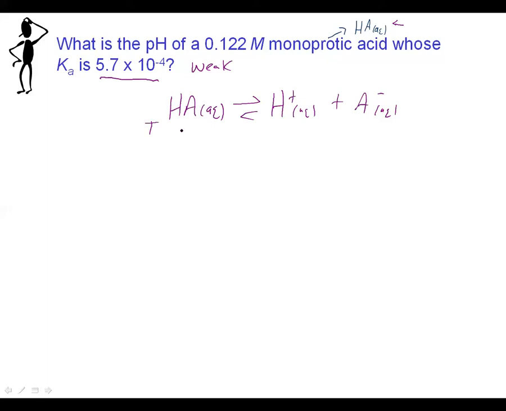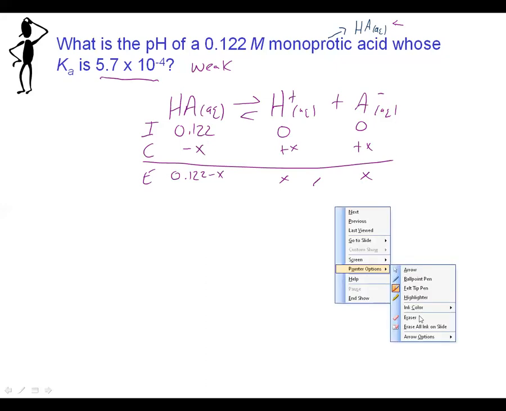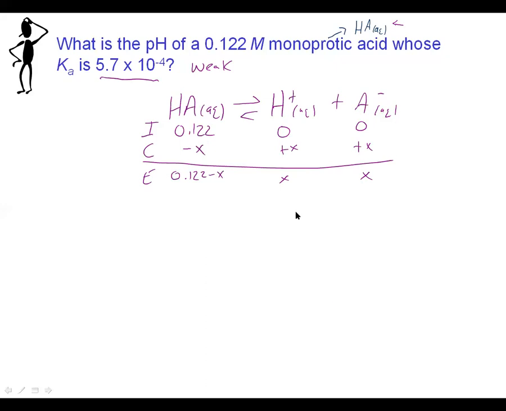So initially we've got 0.122. We're not given any information about these other species, so we're going to assume that they are 0. Our change would be minus x, plus x, and plus x. Then at equilibrium, 0.122 minus x, and x, x, getting the x in the right spot. Any questions on the ice table? It looks very similar to the 1,000 ice tables you maybe have done at this point. Maybe not 1,000, but pretty close.